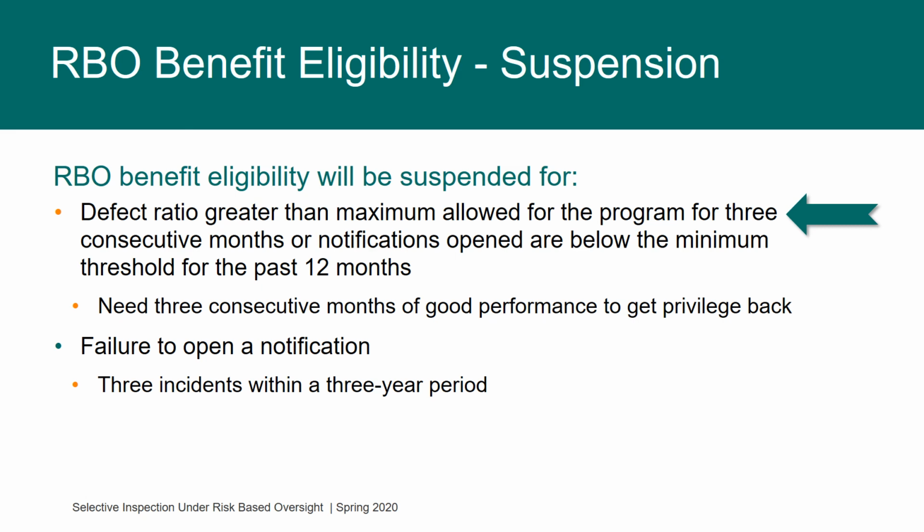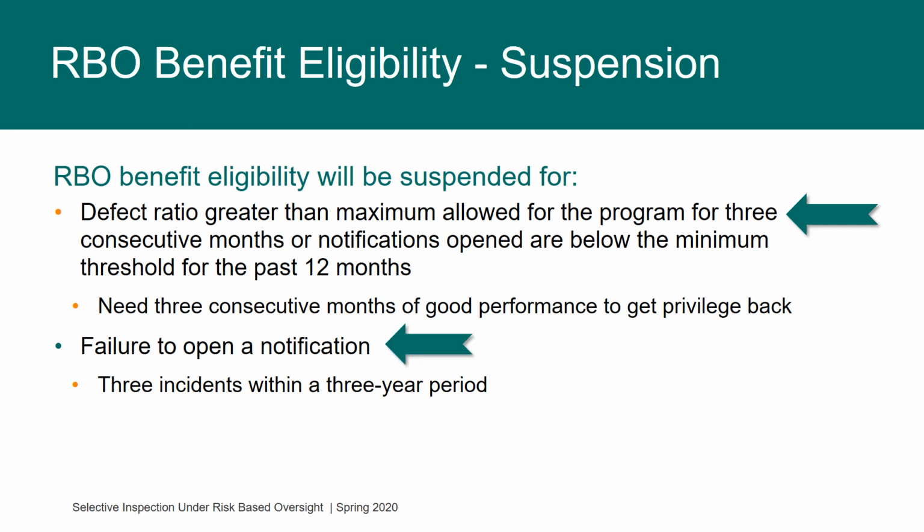Contractors will receive a warning letter when they are not meeting minimum requirements. A contractor will receive 3 warning notices before benefits are suspended. Once benefits are suspended, it will take 3 consecutive months of good performance to qualify for benefits again. In other words, a defect ratio that is not above the maximum allowed and the minimum volume of notifications required for 3 consecutive months.